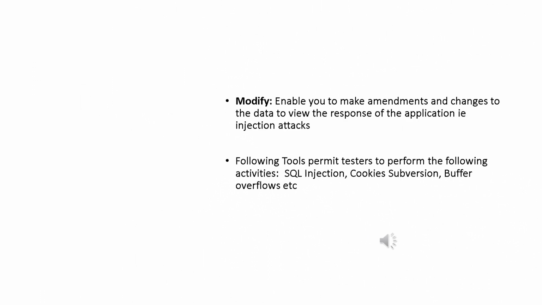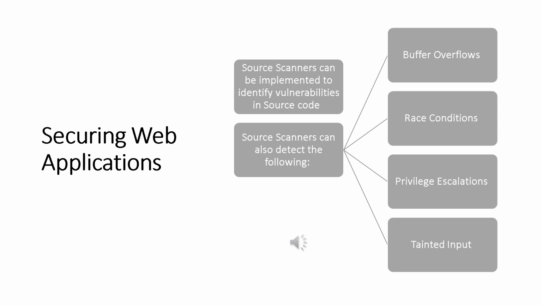Modify enables you to make amendments and changes to the data to view the response of the application, i.e. injection attacks. The following tools permit testers to perform the following activities: SQL injection, cookie subversion, buffer overflows, etc. Securing web applications. Source scanners can be implemented to identify vulnerabilities in the source code. Source scanners can also detect the following: buffer overflows, race conditions, privilege escalations, and tainted input.